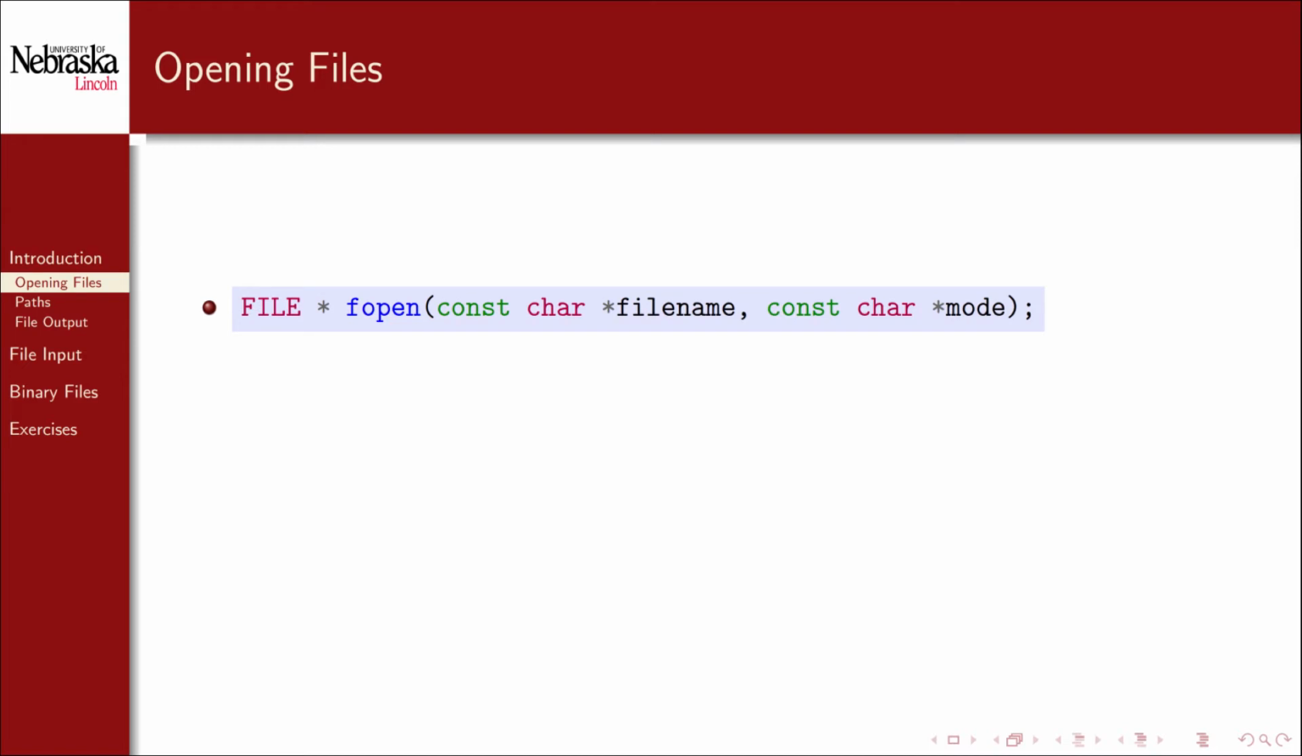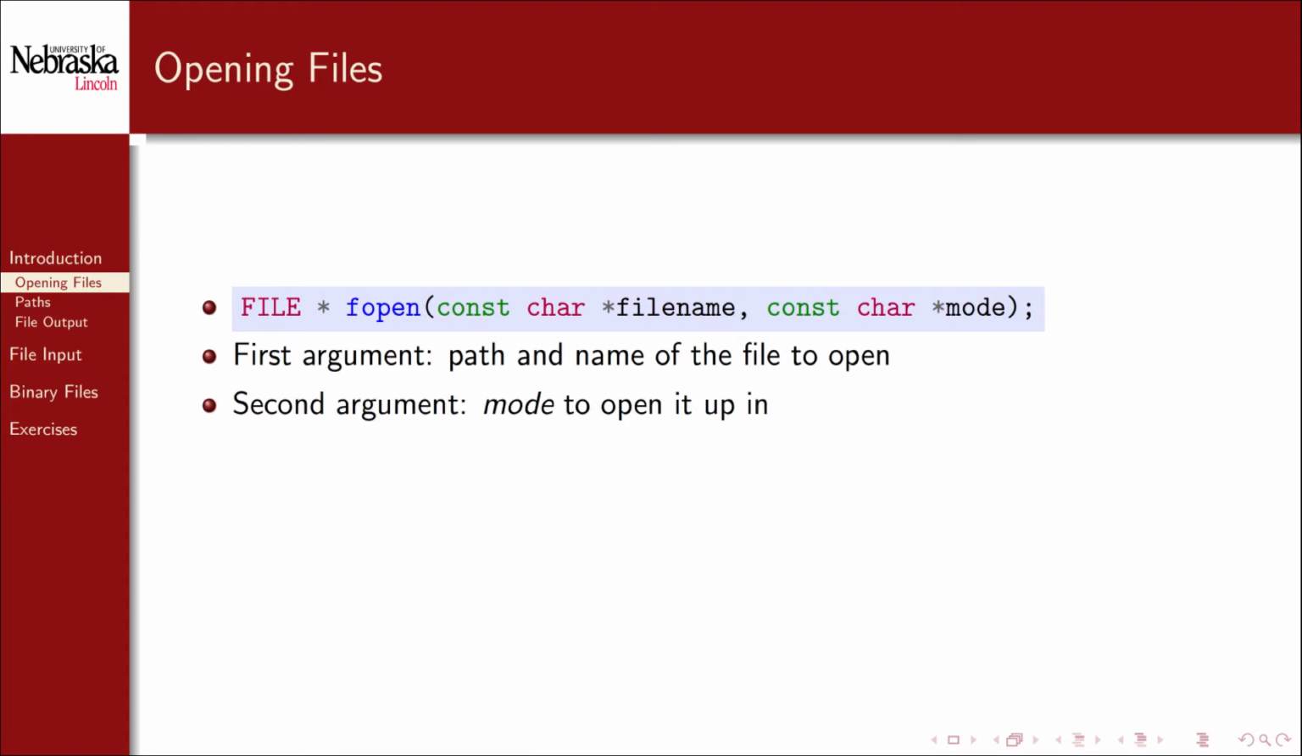Here's the signature of the fopen function. It takes two arguments, both strings. The first argument is the path and the name of the file that you want to open. The second argument is the mode that you want to open it up for. For file input, you'll want to open it up for reading, so you use r. For file output, you want to open it up for writing, so you use w.